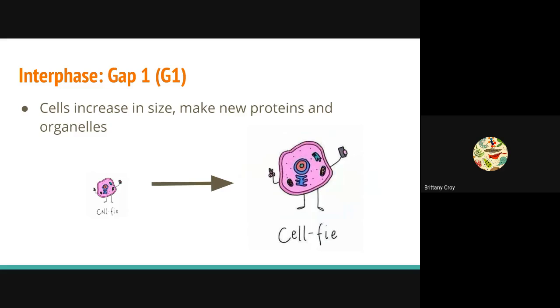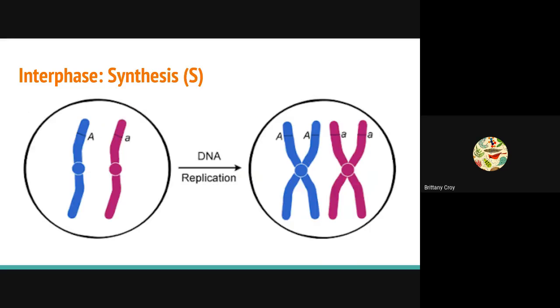First, you have G1. G stands for gap because it's a gap or a pause from dividing. During G1, the cell gets bigger in size and it also copies its organelles and proteins. Next comes the S phase, or synthesis. Synthesis means make, and during the S phase, the cell is synthesizing, or making, DNA.